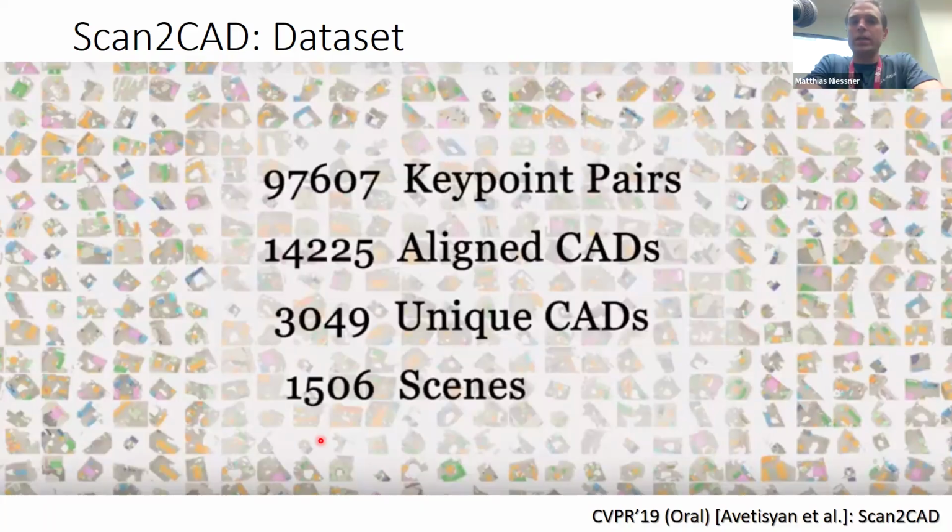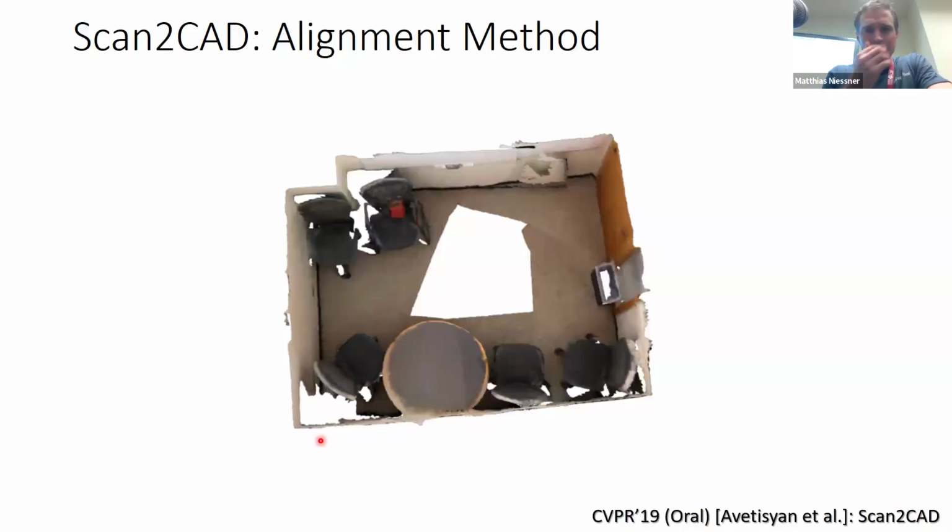We in total have about 14,000 aligned CAD models and about 3,000 unique CAD models. So some models were chosen again because they were just more similar. For instance, in a room like this one, you would want to make sure that all of these chairs align to the same CAD model, which is reasonable given that the physical chairs are actually identical between them.